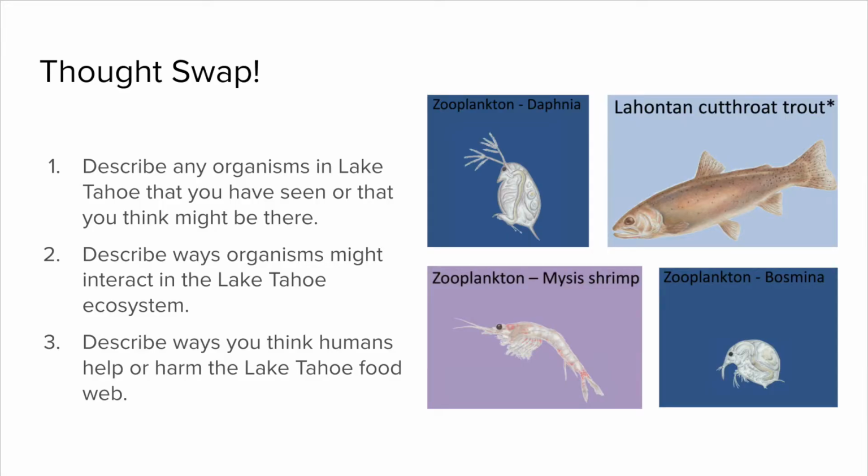We're going to head to a thought swap. If you are in the room with somebody else, you can answer these questions together. Or if you're alone, you can pause the video and write down some of your answers, or even start to think about them by talking out loud. So the first discussion topic that you'll talk about or write about is to describe any organisms in Lake Tahoe that you have seen or that you think might be there. I'll give you a minute to pause and think.